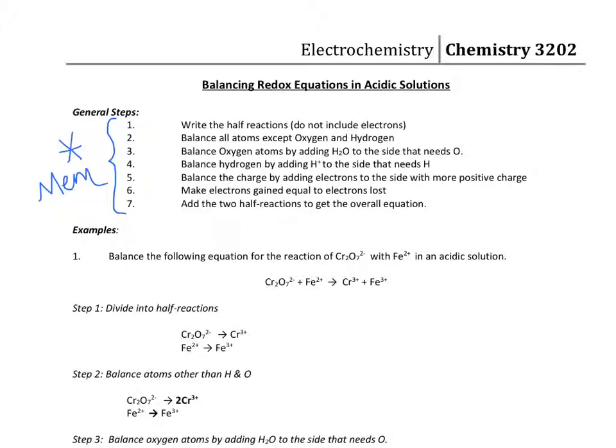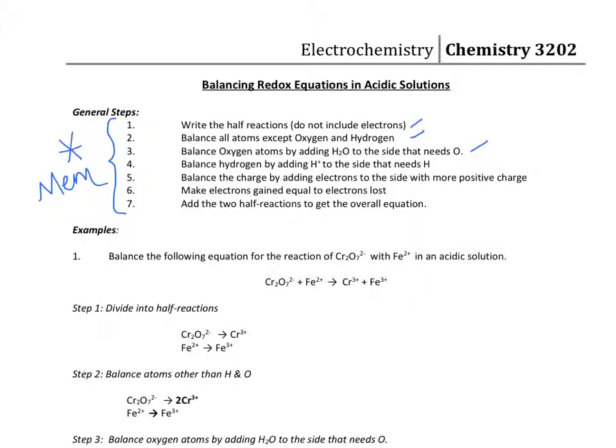When given an equation to balance in acidic solution, you must first write the half reactions without including the electrons. Break them up according to their elements, but do not include the electrons yet. Then you must balance for all atoms other than oxygen and hydrogen. We're going to balance those in a different way in the next 2 steps. So again, look for all atoms other than oxygen and hydrogen and add coefficients if it needs to be balanced.